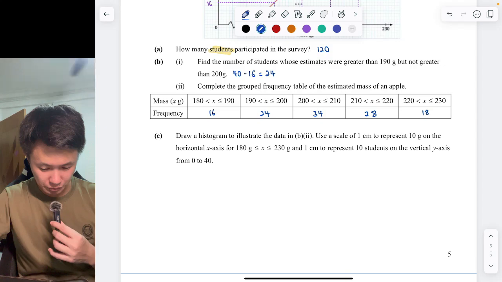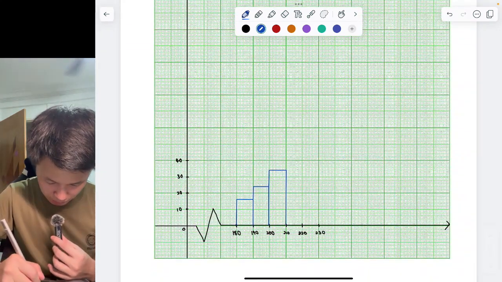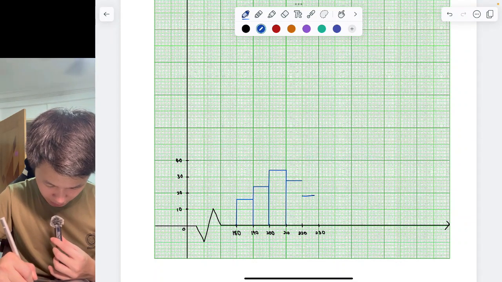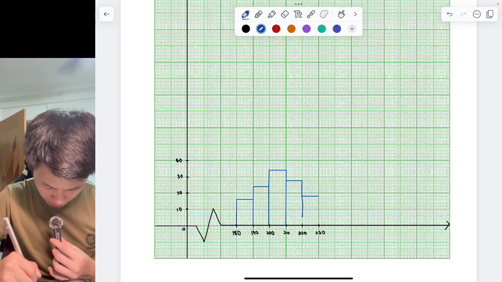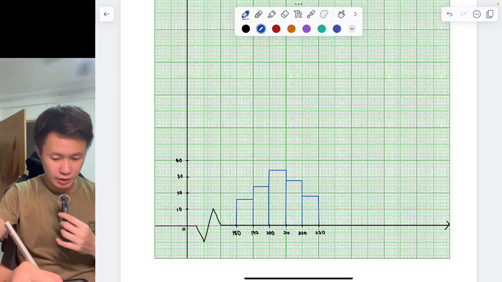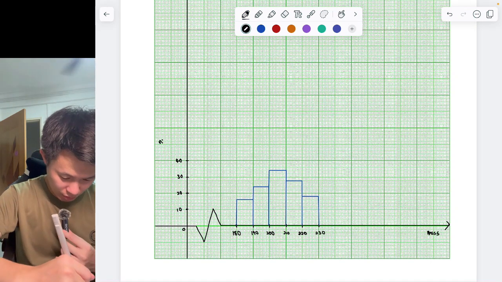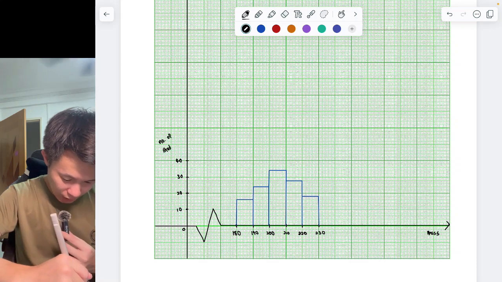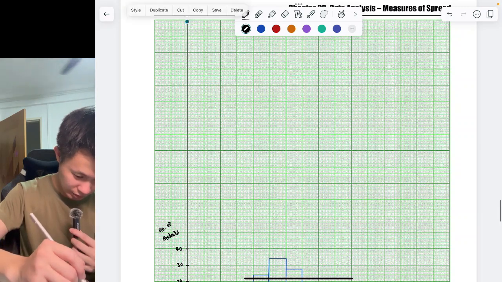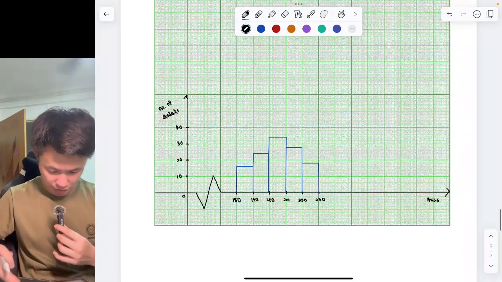Subsequently, over here is 28 and 18. So we have 28, which is here, and 18. I'm going to do 18 first, then it's easier for me to draw a straight line down. And so this is actually what your histogram will look like. This will be your gram mass, and this is your number of students. I don't really need such a long axis, so I'm just going to reduce it, and there you go, your histogram for the last part.